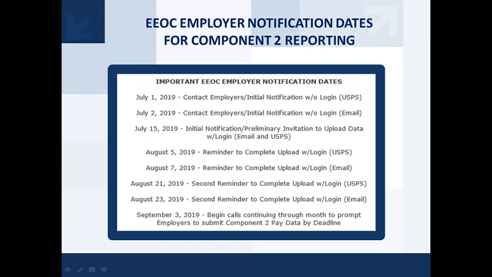On August 21st of 2019, a second reminder to complete upload with login via USPS. On August 23rd of 2019, a second reminder to complete upload with login via email. And on September 3rd of 2019, to begin calls continuing through the month to prompt employers to submit their Component 2 pay data by the September 30th, 2019 deadline.